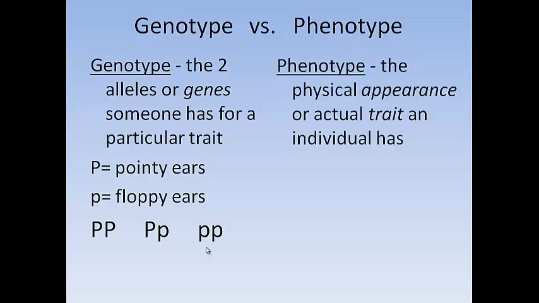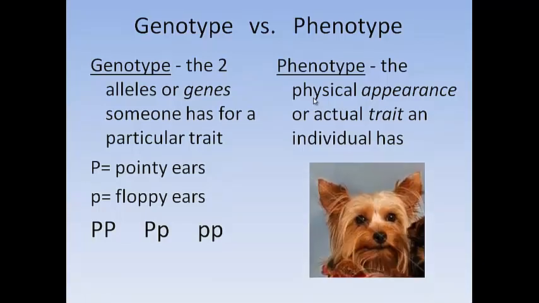Phenotype is what you look like. Phenotype has pH. Physical has pH. So phenotype is your physical appearance. It's what you look like, right? So one phenotype would be pointy ears.